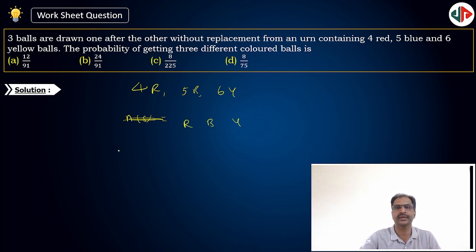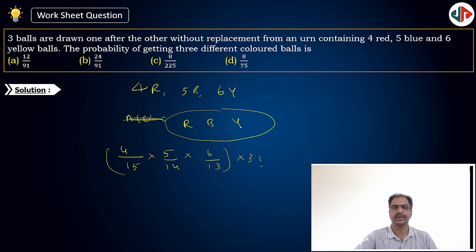So I should get 1 red, 1 blue, 1 yellow. What is the probability of getting red ball? 4 by 15. Without replacement means now there are only 14 balls. And what is the probability of getting blue ball, yellow ball? This can happen 3 factorial times because red, blue, yellow, blue, red, yellow, and so on. Like that, you can interchange this in 3 factorial ways. In each case, this is the probability. Like that, you will get 6 cases.